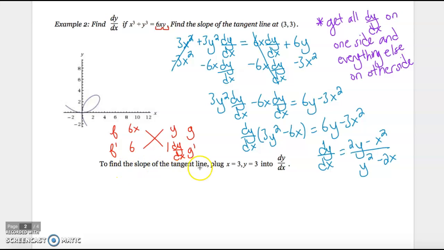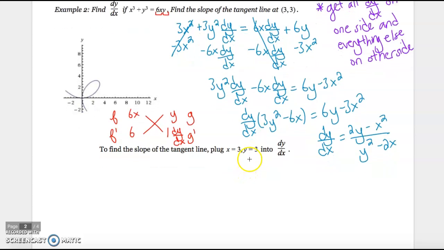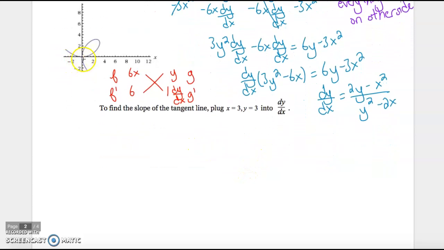And then to find the slope of the tangent line at 3, 3, all we have to do now is plug x equals 3 and y equals 3 into dy dx. So here's the point 3, 3, and I'm essentially finding the slope of that tangent line by plugging the point into my derivative function. And usually the notation for this is, if this is my general derivative and I want to plug in a specific point, you'll see this a lot.